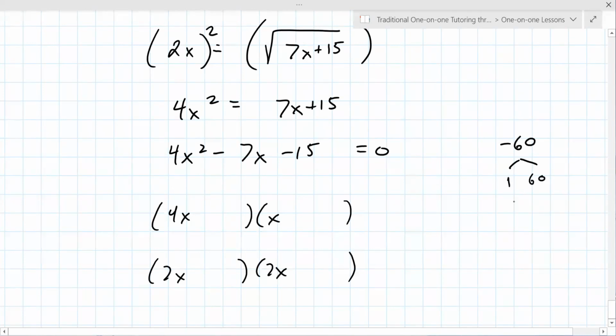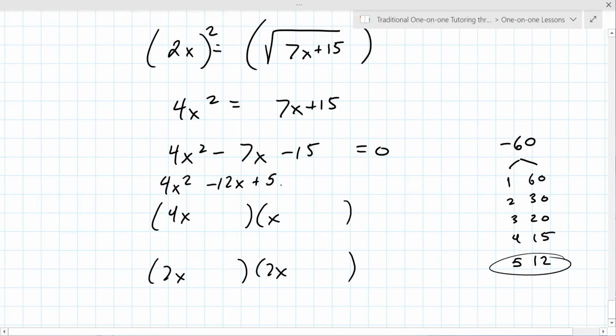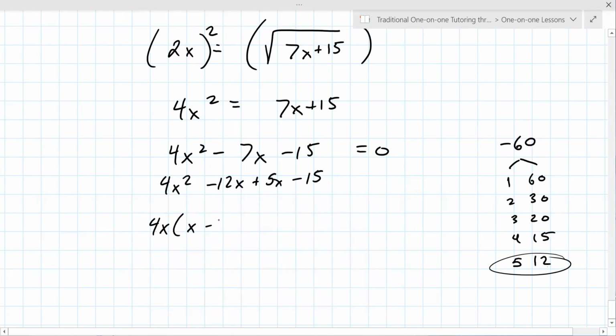Okay, so 1 and 60, 2 and 30, 3 and 20, 4 and 15, 5 and 12. Okay, so there we go. Those are the ones we want. So it becomes 4x squared minus 12x plus 5x minus 15. We don't need this guess and check here. So you can factor out a 4x from the first two. That's x minus 3, x minus 3, and then a 5 comes out. So you get (4x plus 5)(x minus 3) equals 0.